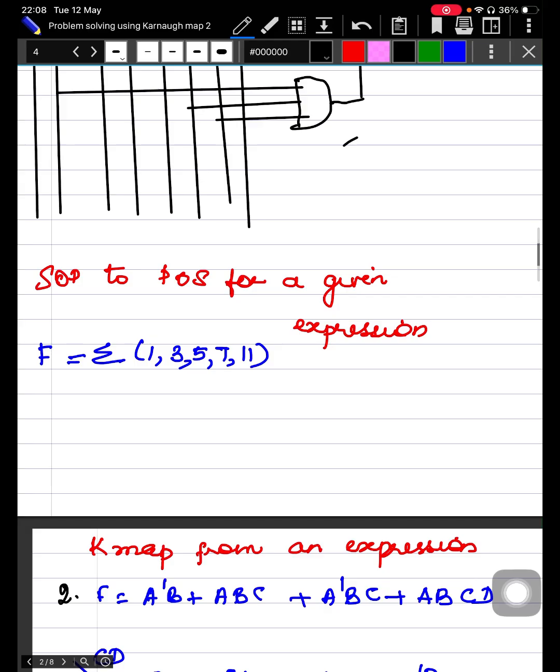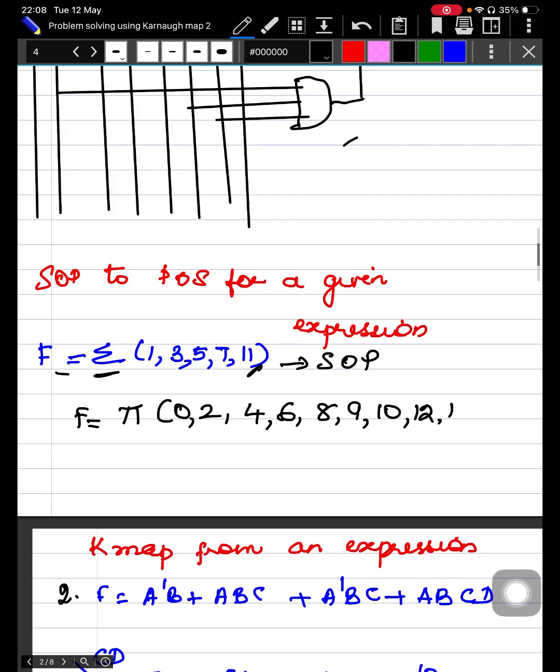So I have taken an isolated expression here. An expression f is equal to sigma of 1, 3, 5, 7, 11, right? This is obviously a sum of products, because whenever sigma comes, we can boldly say that it is a sum of products expression. How do I get the product of sums? Product of sums will be pi of, you just take the remaining elements, right? So obviously 11 is here, so it will be a 4 variable Karnaugh map, right? I can take 0, 2, 4, 6, 8, 9, 10, 12, 13, 14, and 15. Okay.